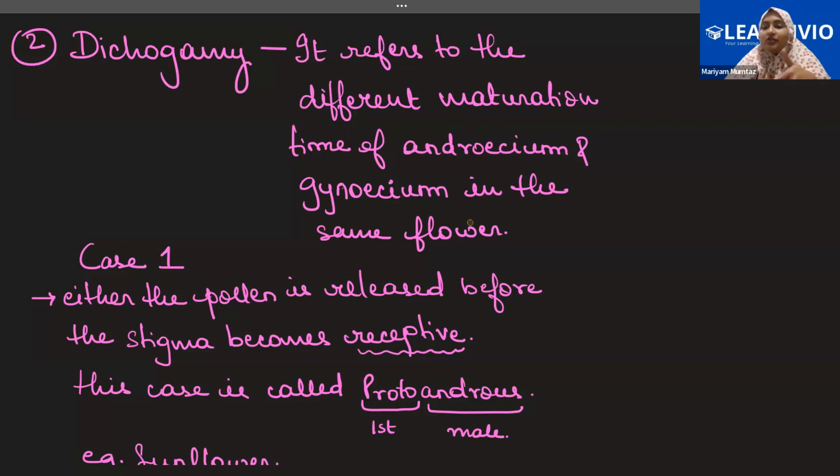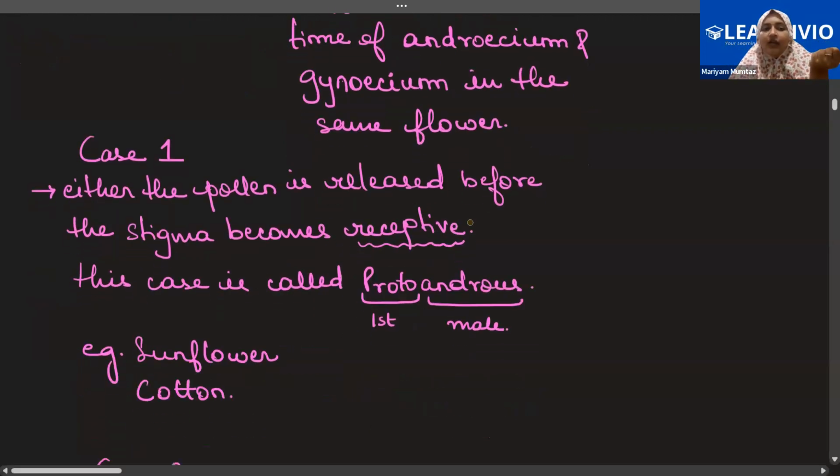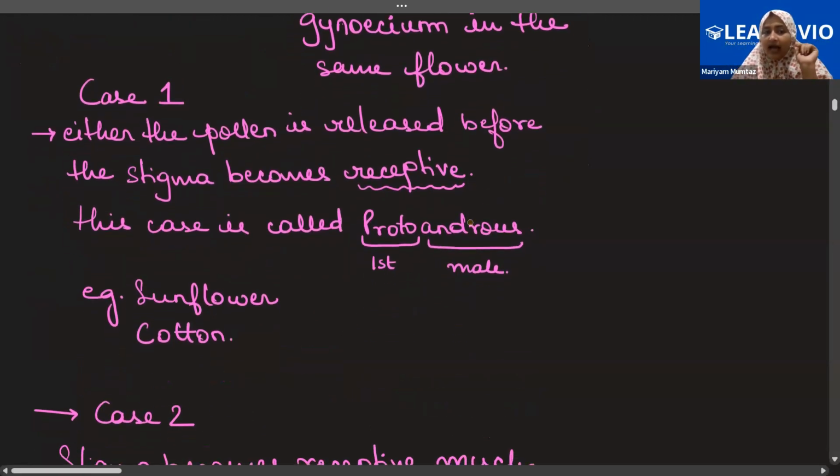But the opposite of that will prevent the self-pollination. If the male and female are present on the same flower and they are not maturing at the same time, it means that they cannot reproduce, isn't it? So the case one, which comes under dichogamy.